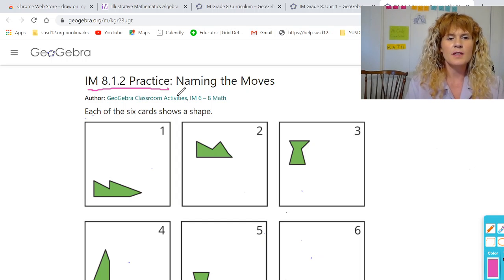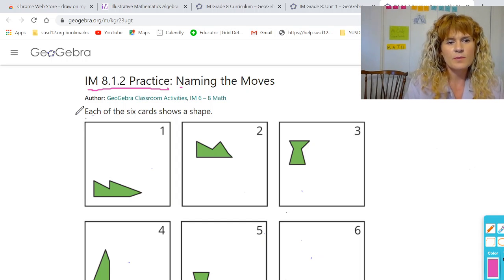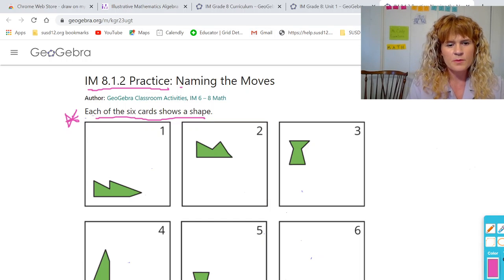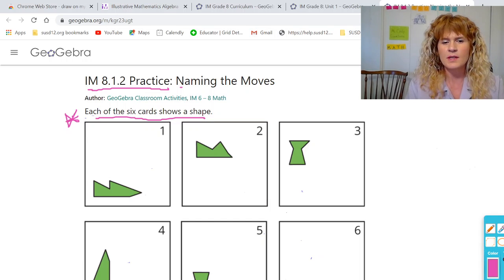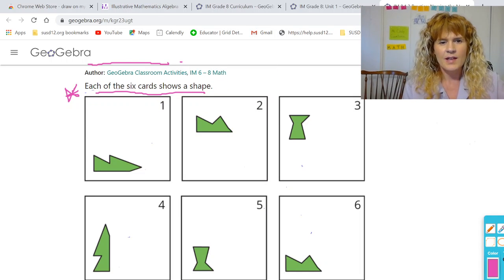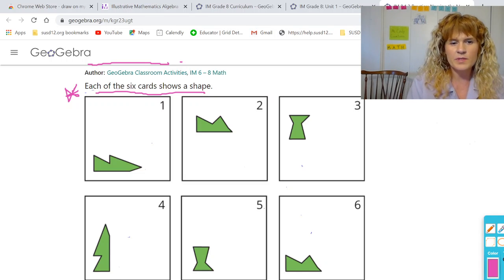This is Unit 8.1.2 Practice. The directions say, each of the 6 cards shows a shape. Which pair of cards shows a shape and its image after a rotation? Okay, we're looking for a shape and its image after a rotation.